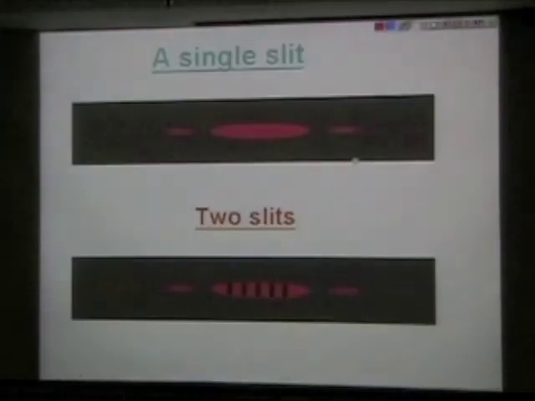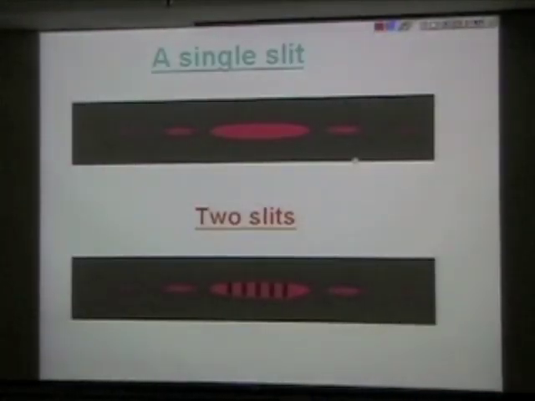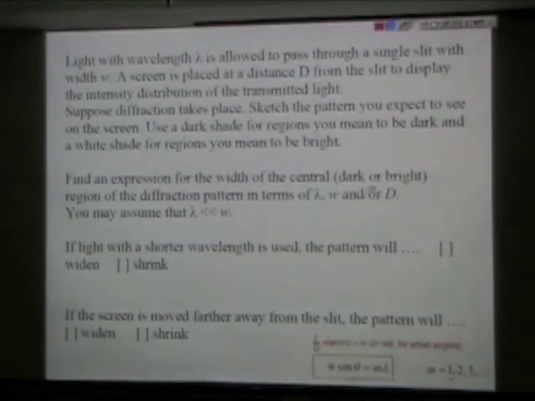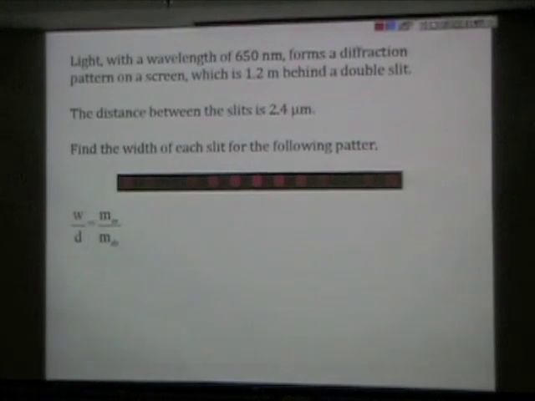And before we leave, this is an example of this kind of calculation. You can use this expression to calculate that width. It's going to be the distance between the slits, and well, this is m equals 1.